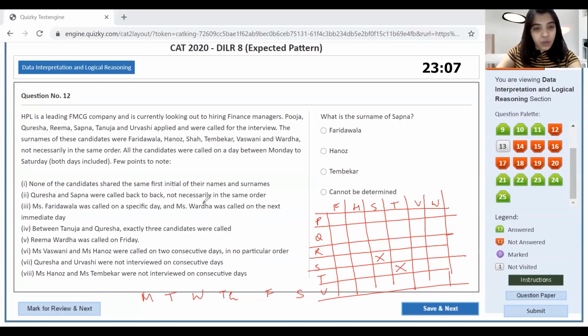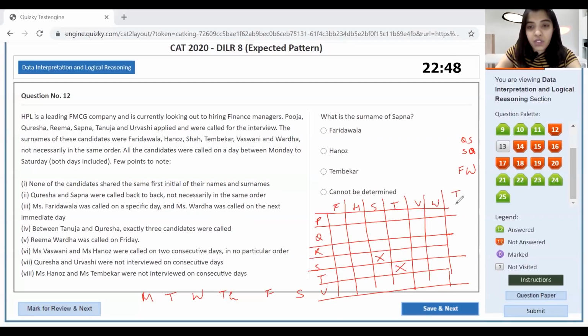Quresha and Sapna were called back to back, not necessarily in the same order. So we have either QS or SQ. This is one thing that we get to know. Miss Faridawala was called on a specific day and Miss Wardha was called on the next immediate day. Fine. Tanuja and Quresha, exactly 3 candidates were called, right?